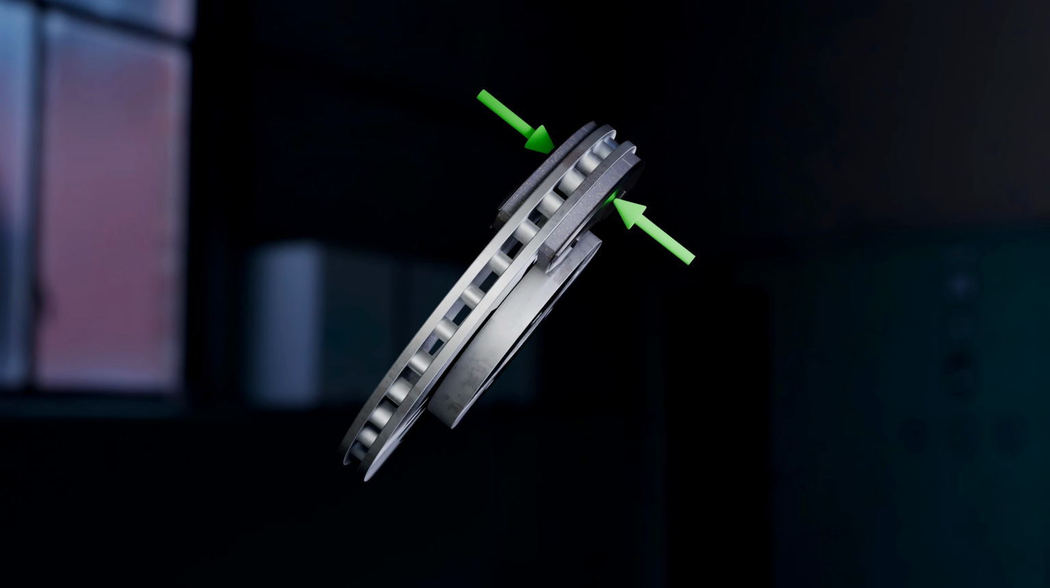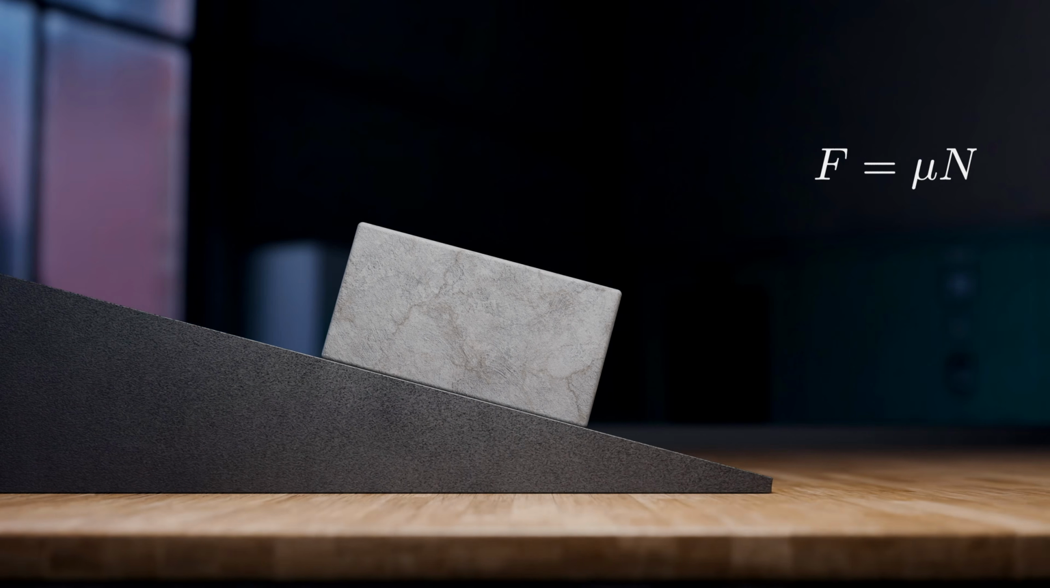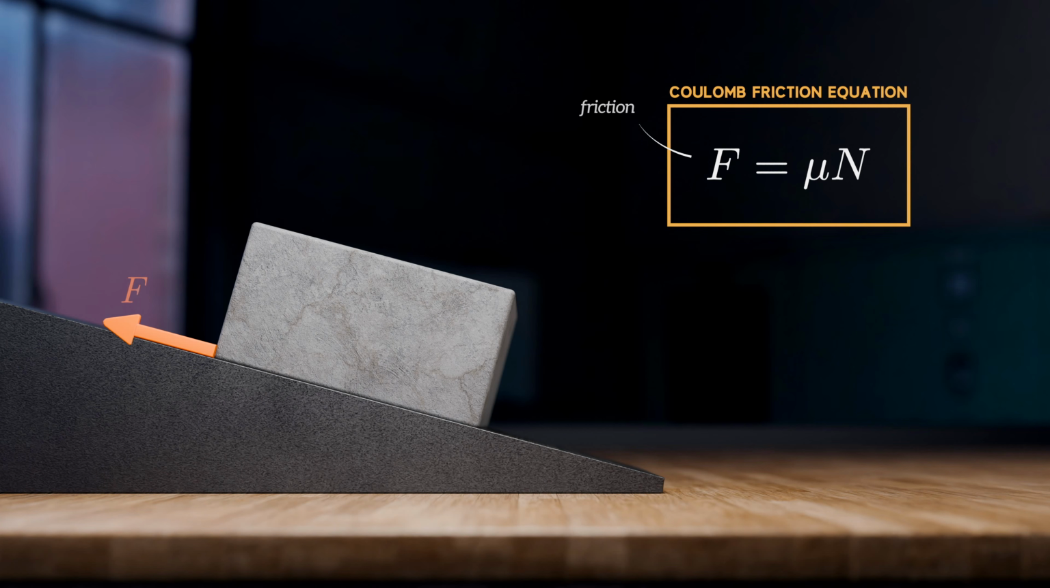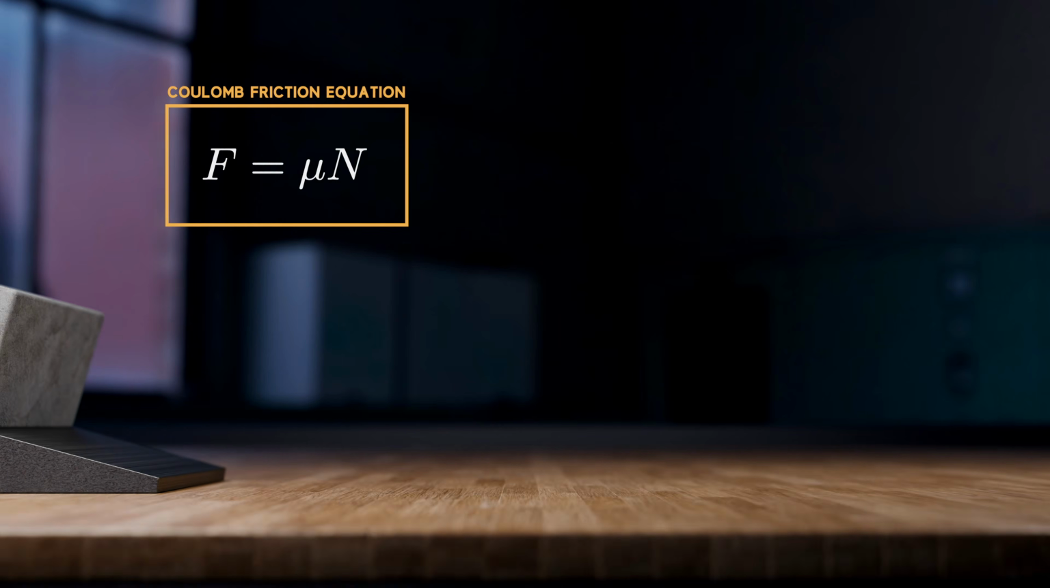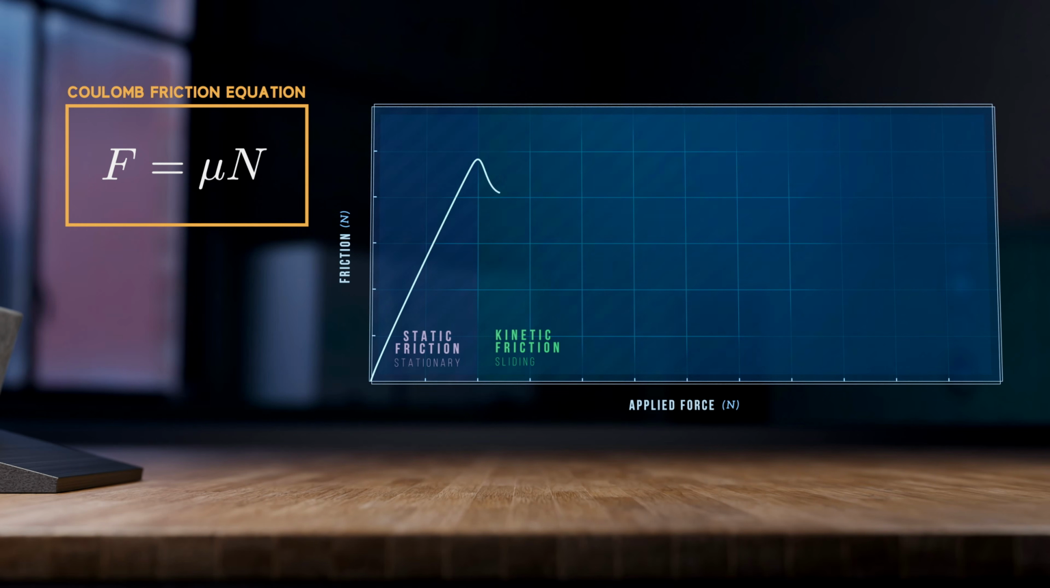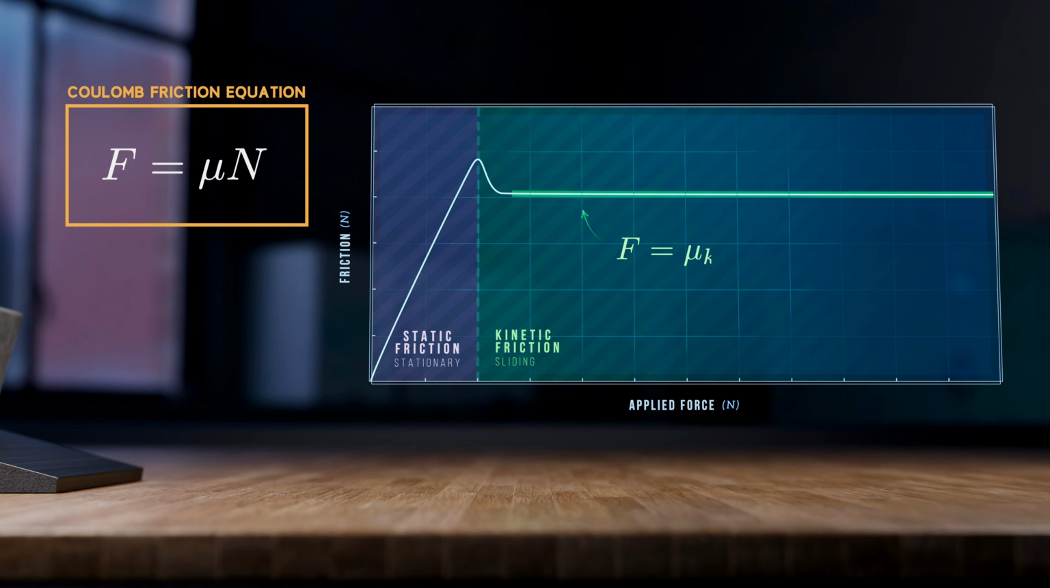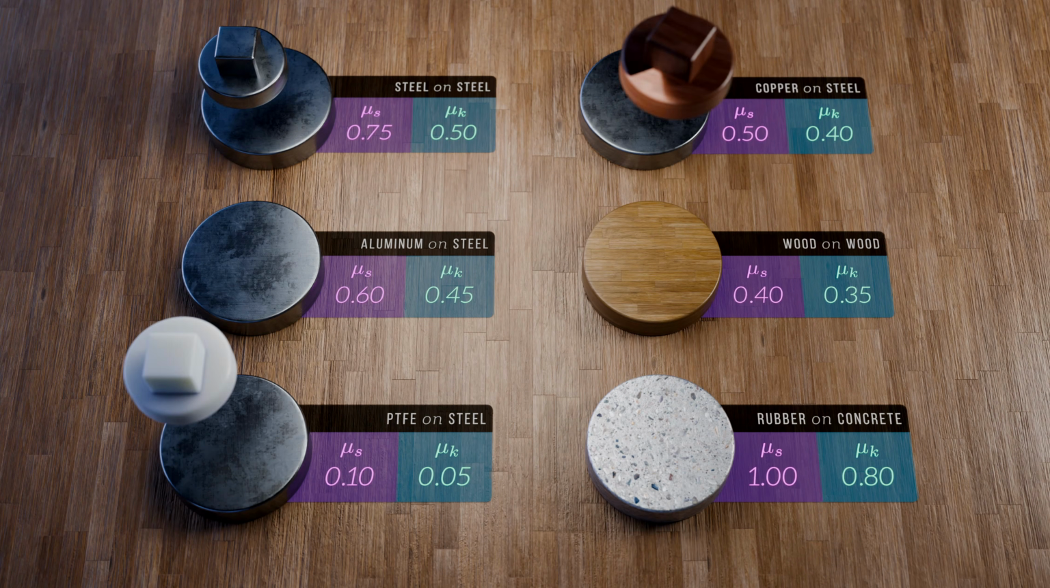The relationship between the friction force and the normal force is described by the Coulomb friction equation. F is the friction force, N is the normal force, and mu is the coefficient of friction. For a system in motion, this equation gives the kinetic friction force. For a static system, it gives the maximum static friction force. The actual static friction seen by the system is only equal to this value just before slipping. The coefficient of friction mu accounts for the nature of the two contacting surfaces. Let's look at some typical values for different materials.